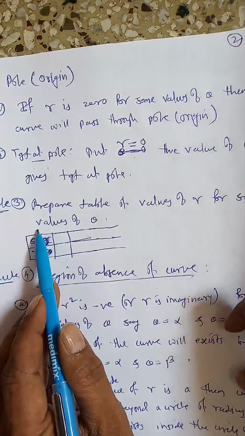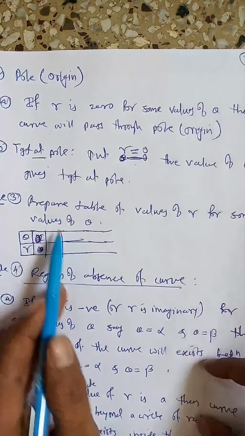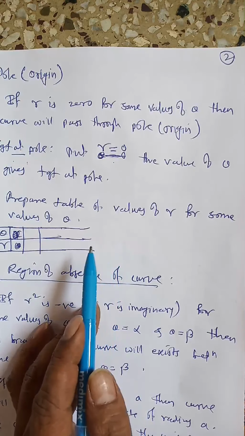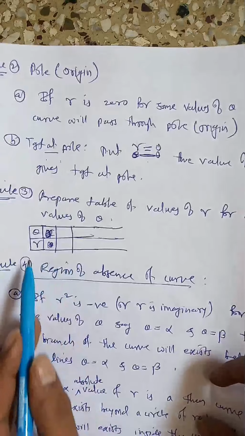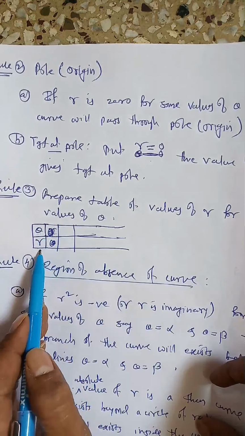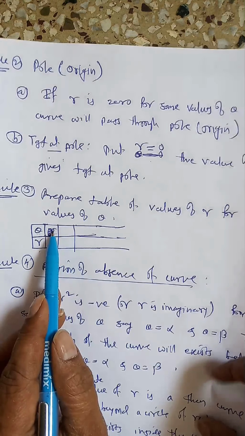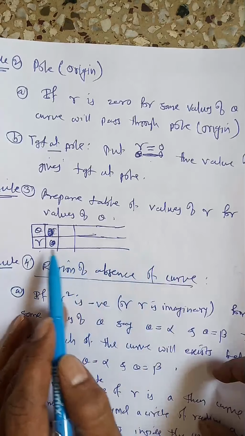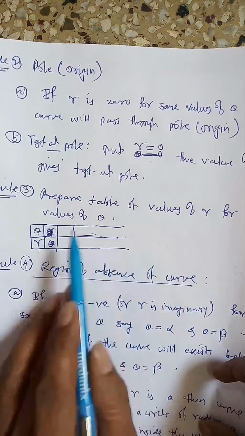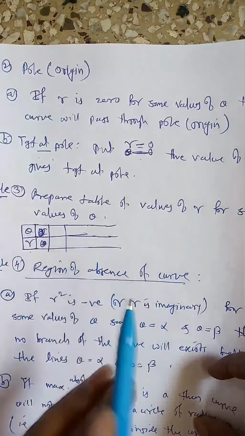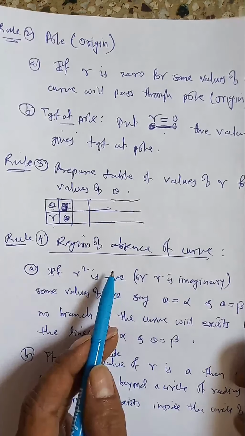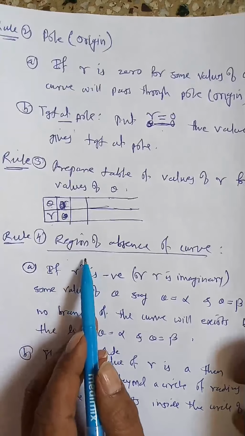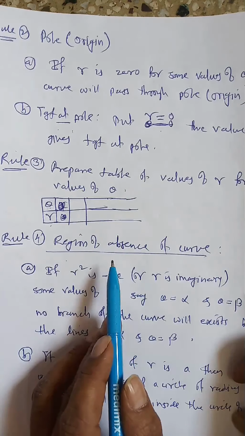Now, third rule: prepare the table of values of r for some values of theta, like this. So theta, r. We'll consider some values of theta and find out the values of r. It will help you to trace that polar curve. And rule 4 is the region of absence of the curve.